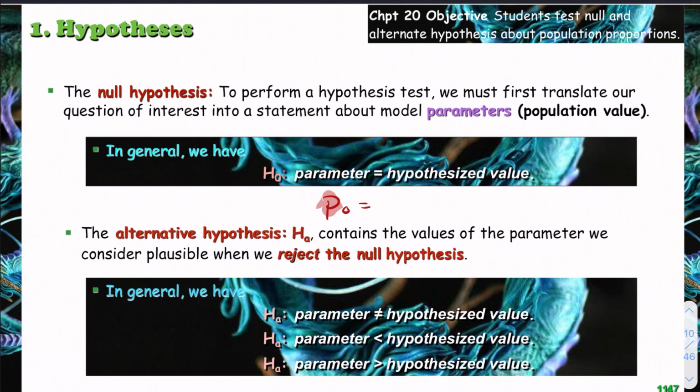The alternate hypothesis, or the H sub A, contains the values of the parameter we consider plausible when we reject the null. How far away are we? Maybe we want to be above, maybe we think the data is above our null hypothesis. Maybe we think we're below the null hypothesis.